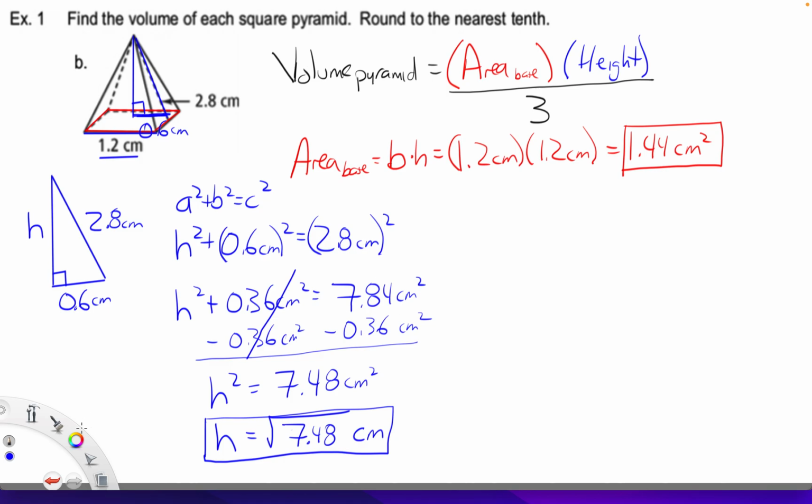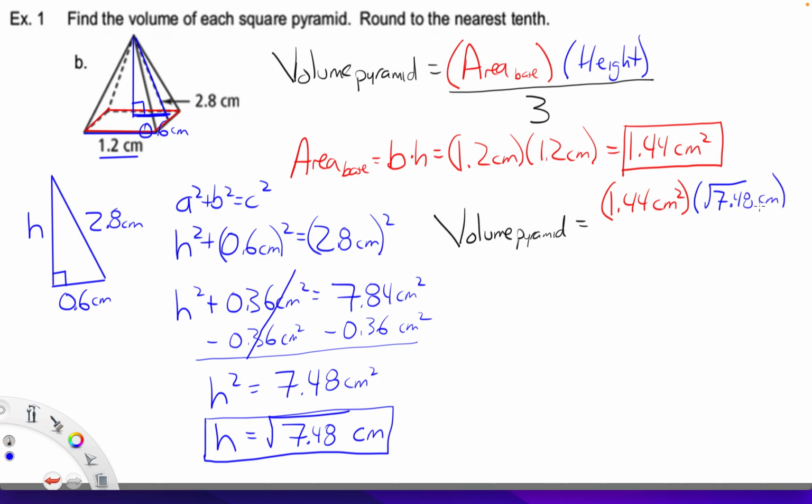So now I can solve the problem. Now that I have all the information that I need here, I know that the volume of a pyramid is equal to the area of the base, which as we just said here is 1.44 square centimeters, times the distance of the height, which is in this case square root of 7.48.